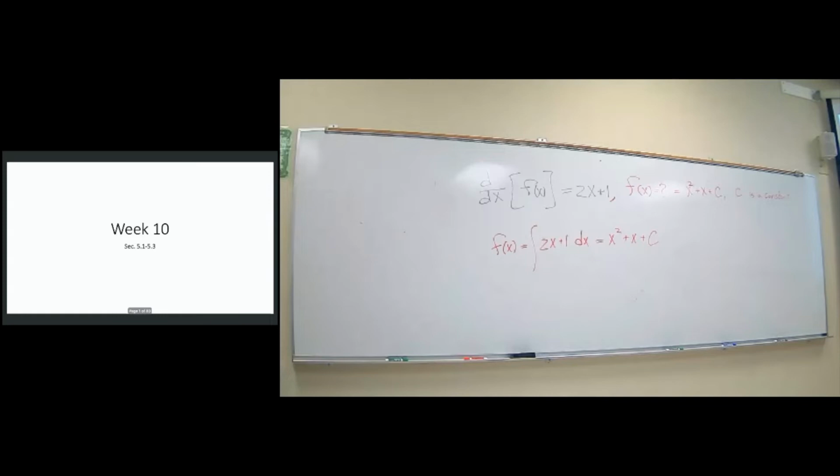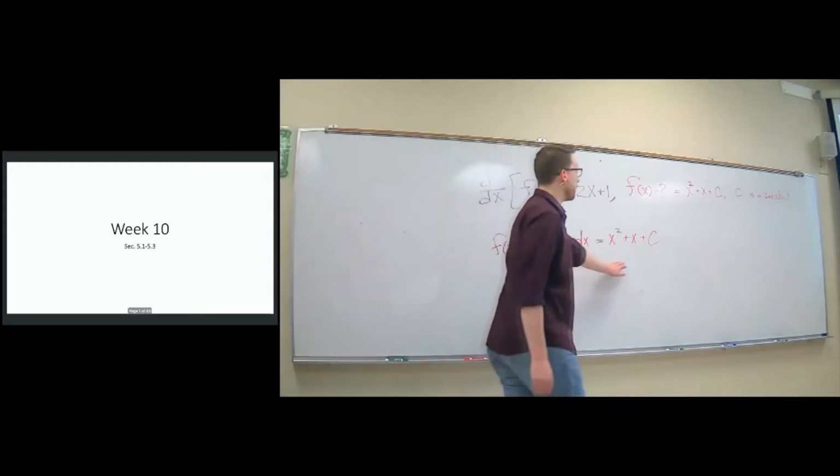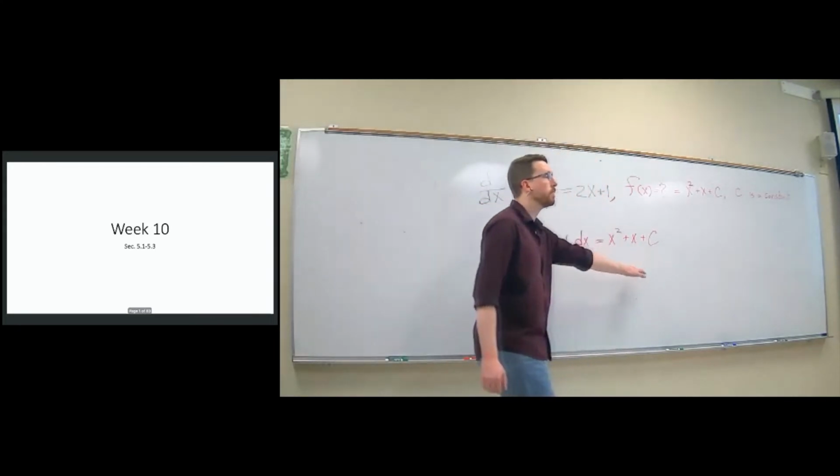So we have two different functions that give us the same derivative. And as a result, when undoing the derivative, so taking the antiderivative, we would say it's equal to some function plus a constant. Just like what we have up here. Make sense what I mean?